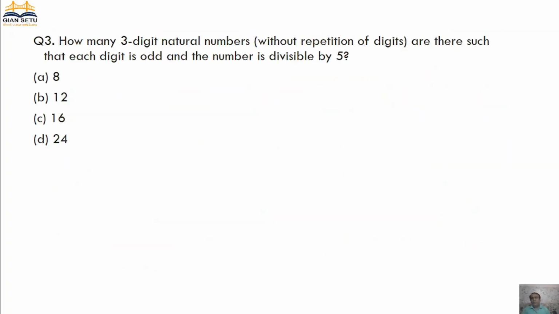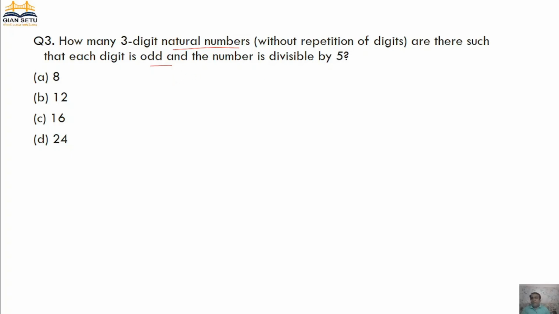Let's move to question number 3. Now question number 3 is, how many 3-digit natural numbers without repetition of digits are there such that each digit is odd and the number is divisible by 5? Now here we need to find all 3-digit natural numbers which consist of only odd digits and that number should be divisible by 5, right?